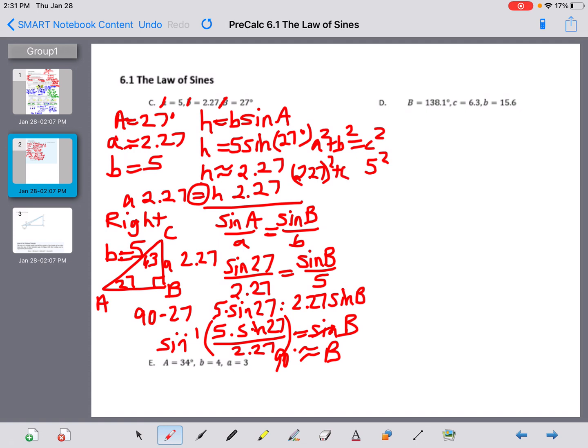I'm finding my C right now, even though it seems funny that my C is not my hypotenuse, but make sure it's squared. Okay, so I'm going to take 5 squared, which is 25, and I'm going to subtract 2.27 squared. I'm going to take the square root of that nice number, and I get about 4.5 maybe.